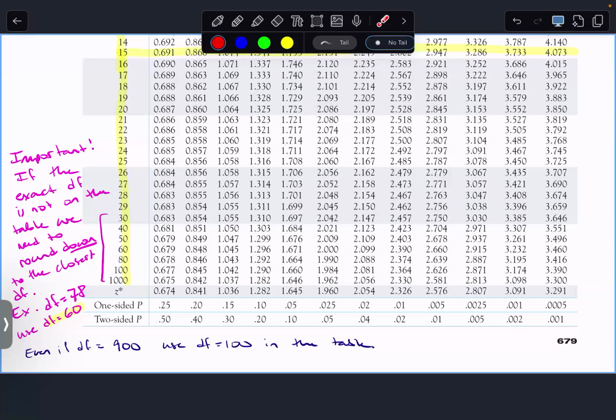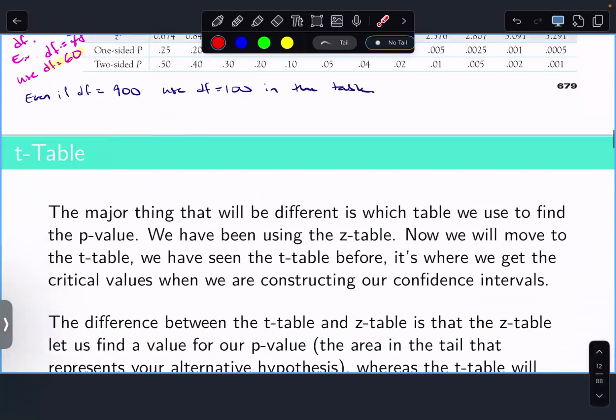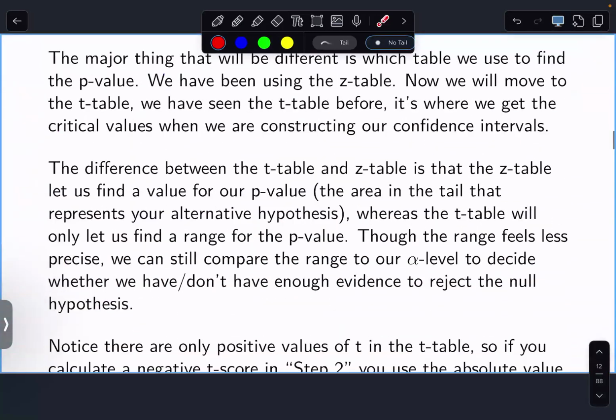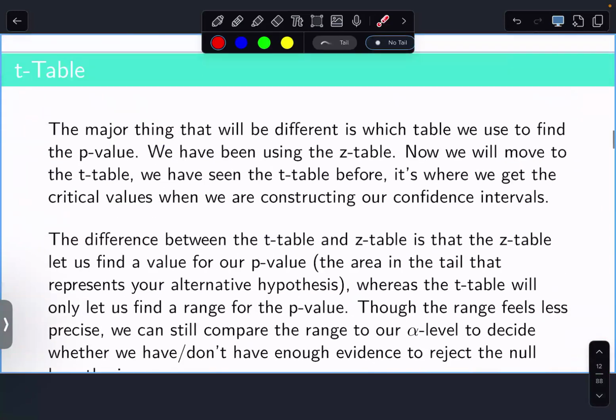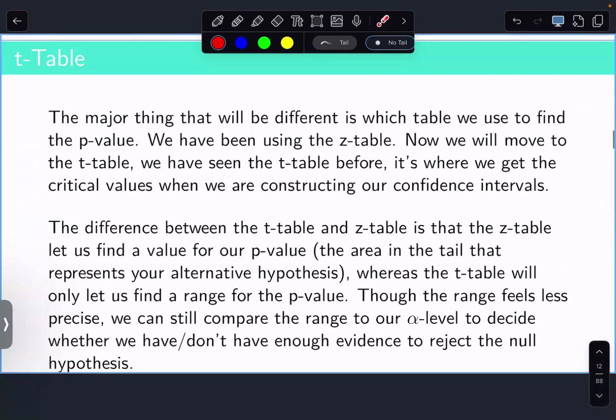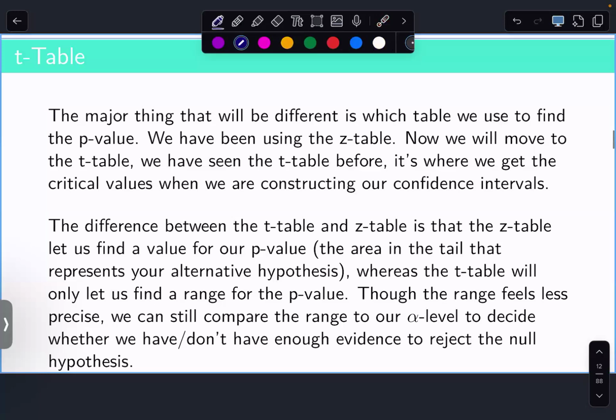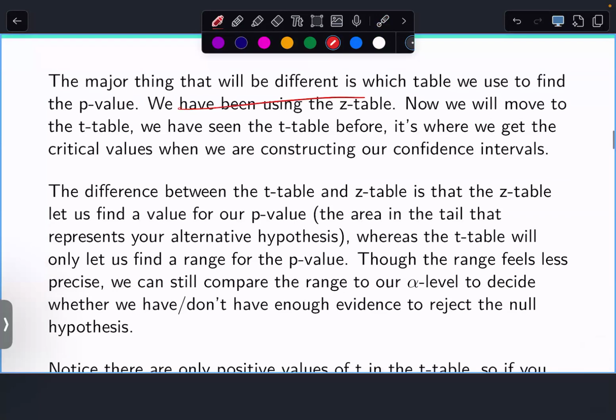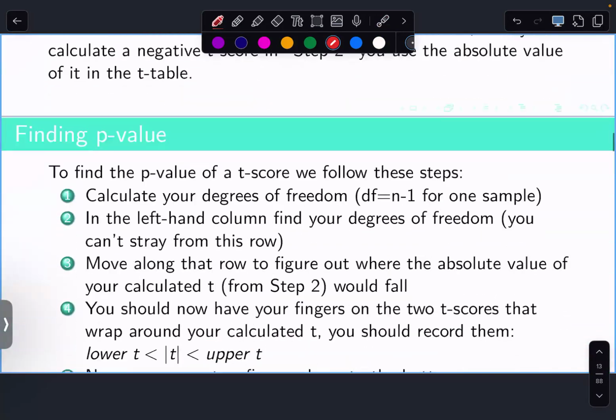All right. I think I have an example, or did I really drag it out here? This is not true for us. We have not been using the Z table. I forgot to change that. That's okay.